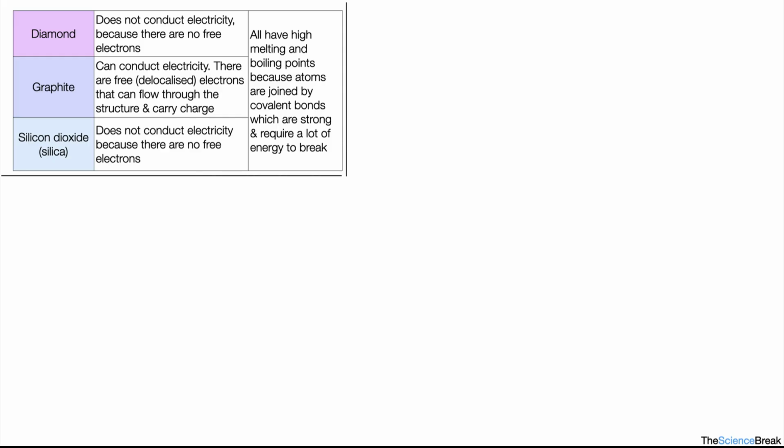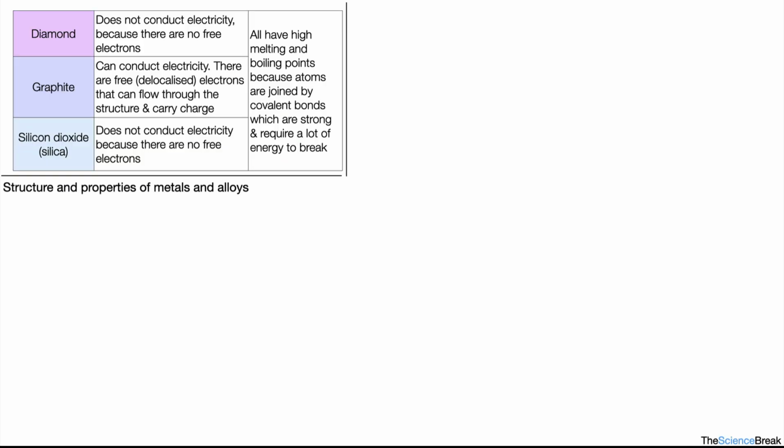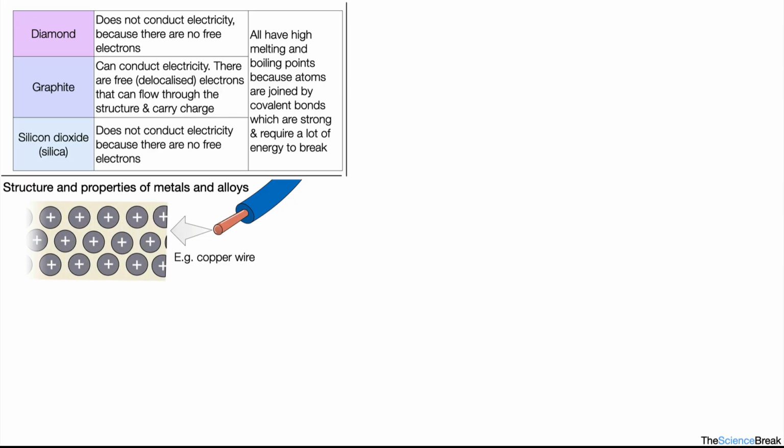Let's move on to the next part. This is metallic bonding and the fullerenes. Let's start with the structure and properties of metals and alloys. Here is an example of some metal, e.g. copper wire. If we were to focus in or zoom in, if we were able to, you would see that the atoms in copper, like any other metal, are arranged in a lattice structure.